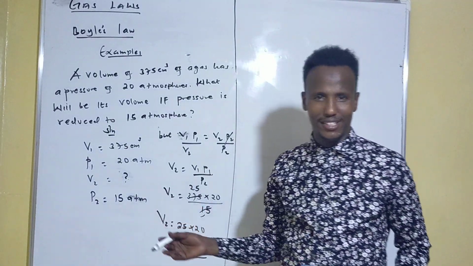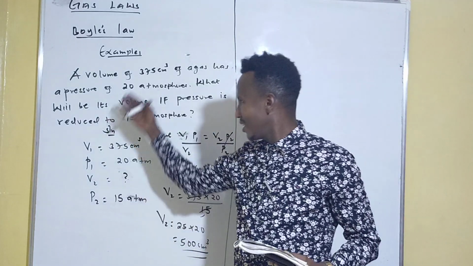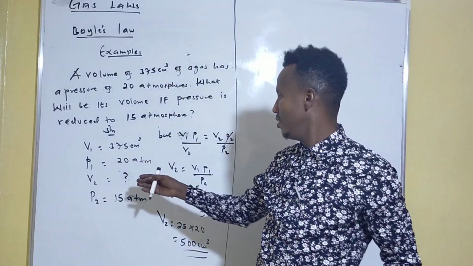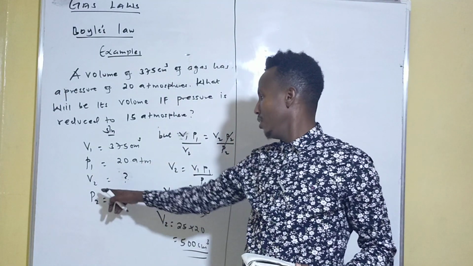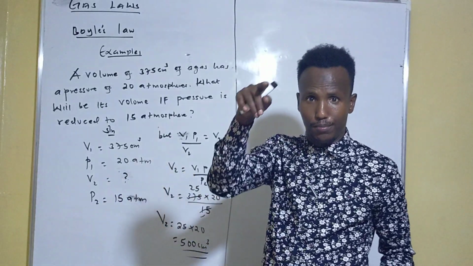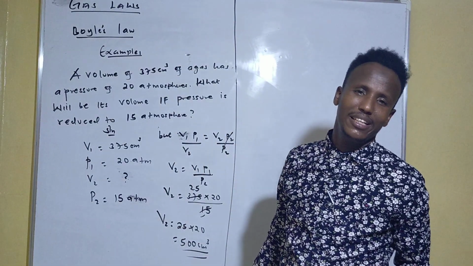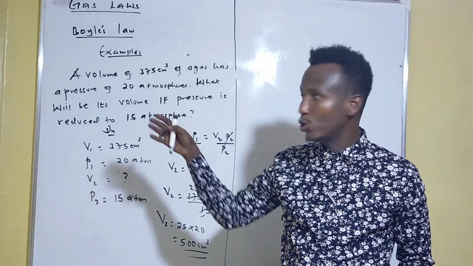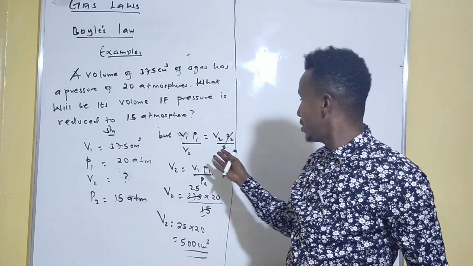It is very easy. Because right from the derivation, just understand, write the information given. You have volume 1 as 375. You have pressure 1 as 20 atmosphere, atm. Then what's asked is V2. Put it under question mark. Then P2 is 15 atm. But know that V1 P1 is equal to V2 P2 because I have derived the formula for you. Then from there, what's missing is what?